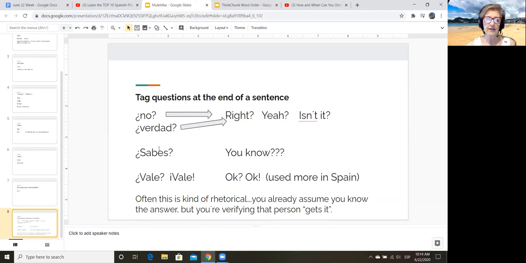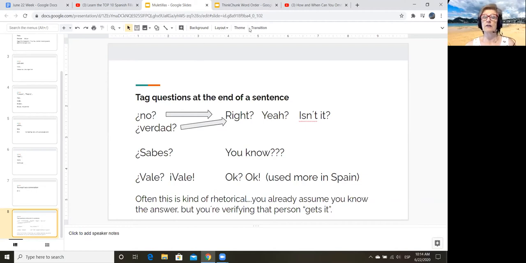These phrases up here, no, verdad, sabes, vale, they're kind of rhetorical, you know, you already assume you know what answer you're getting back from that person, but it's sort of an audio clue to say, I'm just checking with you. Did you get that? And, okay, está bien.